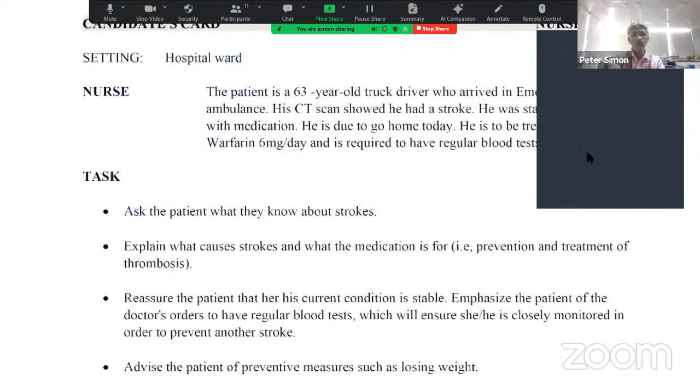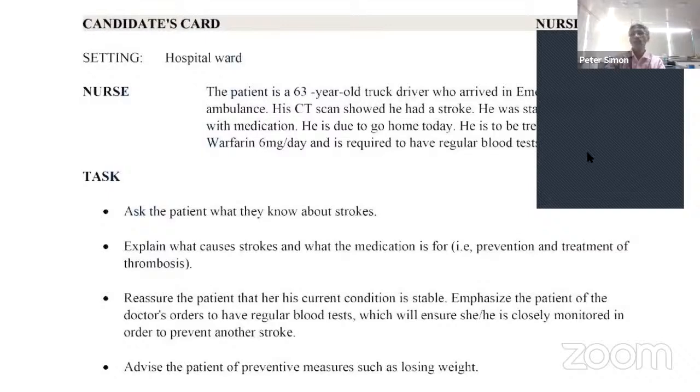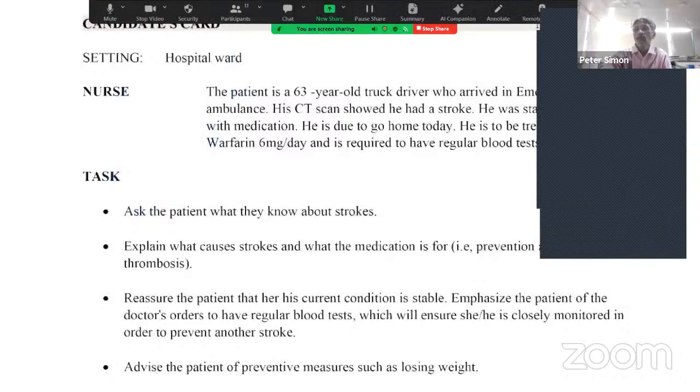And then number 2, regular monitoring. Closely monitored. Number 3, follow up visits. The doctors will tell you when you have to visit again. So you have to attend the clinic for follow up. I think you are very clear with these things now.